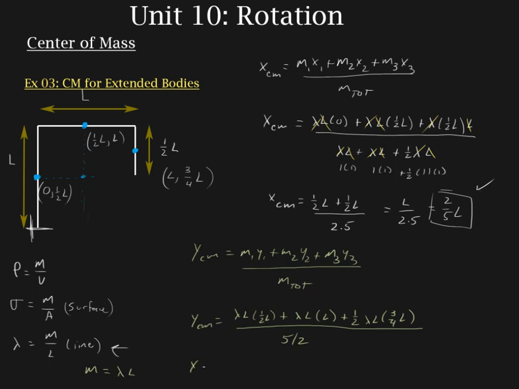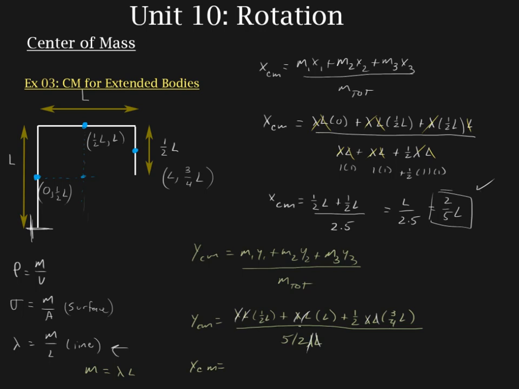So finally, we just do our math. YCM is equal to, all right, so remember, this becomes lambda L, I'm sorry. And so remember that we're going to get a lot of stuff here to cancel. Lambdas all cancel. 1 L from each term cancels. And so finally what we have is 1/2 L plus L plus 1/2 times 3/4 is 3/8 L.